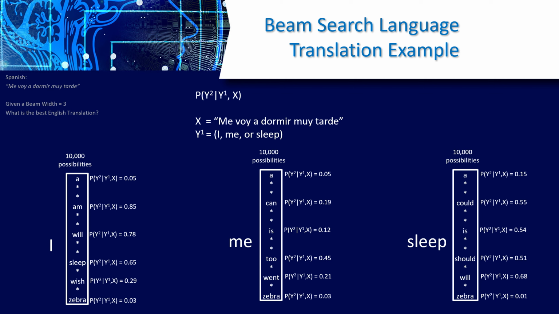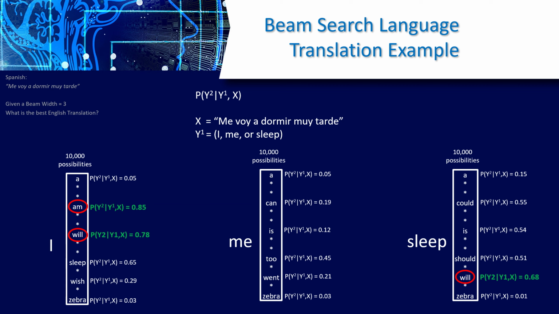So what we are now asking is 3 questions. If Y1 is I, what is the next likely word? What if Y1 is me? What's the next likely word for that? And of course, the same goes for the word sleep. What's the next word if the first word is sleep?